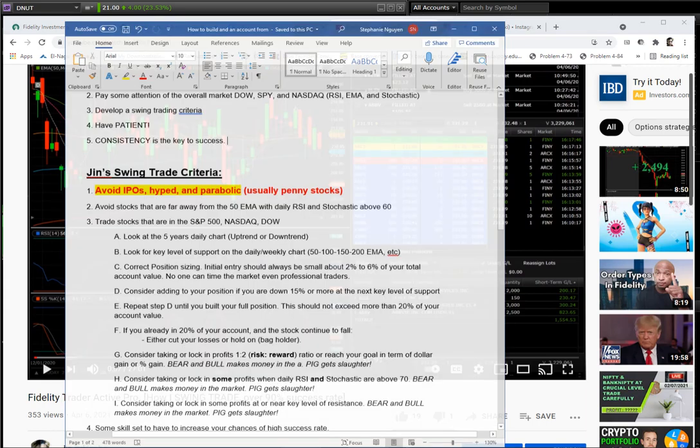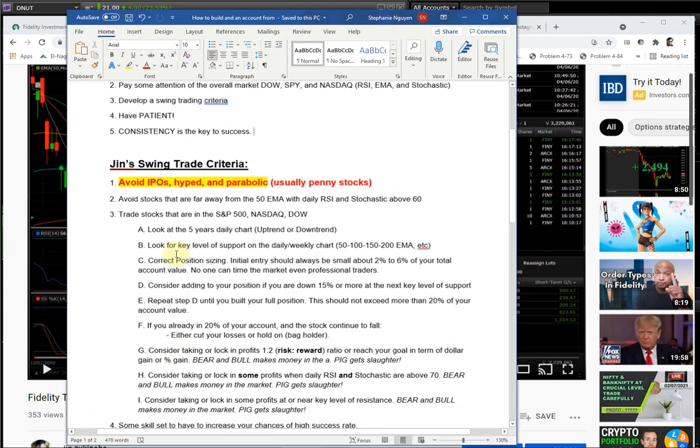Consistency. That's what I'm trying to say right here. I avoid penny stocks. I trade them, but I don't really trade them on this account, because I want to stay consistent, right? Okay. Avoid stocks that are far away from the 50 EMA with daily RSI and stochastic above 60. Now, what are those?